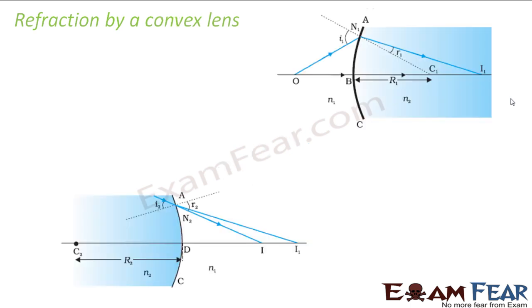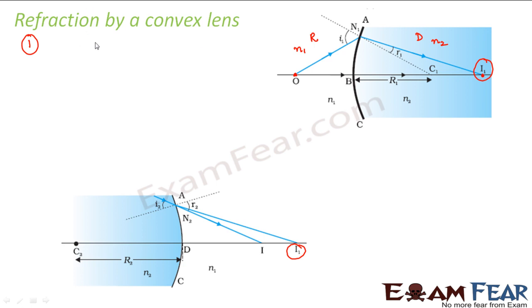Here I have split the convex lens into the two spherical surfaces of which it is made up. This is the first spherical surface. Let us suppose this is the denser medium with refractive index N2, and this is the rarer medium with refractive index N1. This is my object O, and with this spherical surface it forms an image I1. Then this image I1 will act as an object for the second spherical surface. Now let us concentrate on the first surface.